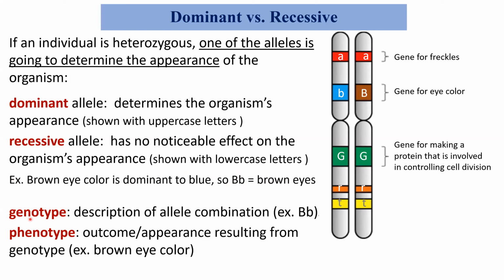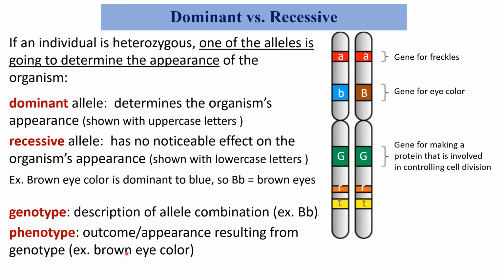So the genotype for this individual in terms of eye color would be the uppercase B, lowercase b. This is the description of the allele combination. The phenotype is going to be the physical outcome of this genotype. So in this example, the phenotype would be brown eyes. This organism is going to have brown eye color in the end.